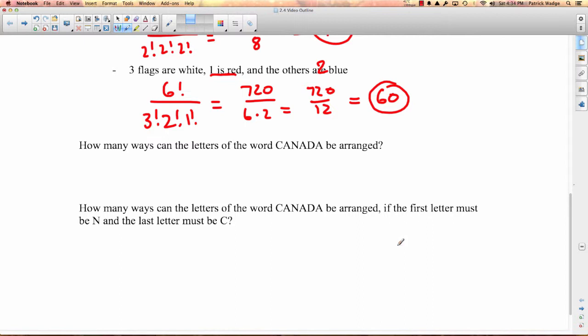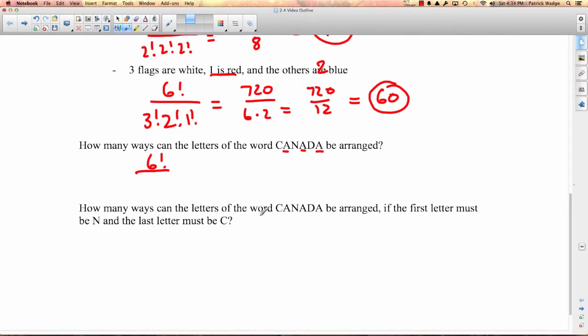How many ways can the letters of the word Canada be arranged? So we're going to rearrange all these letters. How many are there? 1, 2, 3, 4, 5, 6. So the answer again is just like here, 6 factorial. Great. And if all these letters were different from each other, that's all it would be, 6 factorial. But they're not all different. Which ones are repeated? A, A, A.